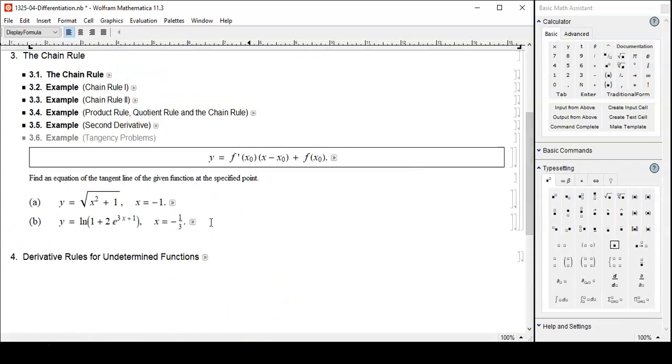How about the next problem? Well, try it on your own. Stop the playback and try it on your own. Same idea, right? Plug in the x value to find out the y0 value, and then take the derivative, and then plug in the x value to get the slope. There you go.